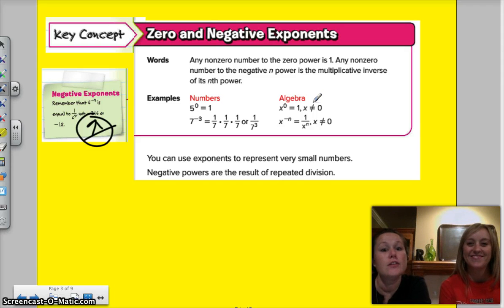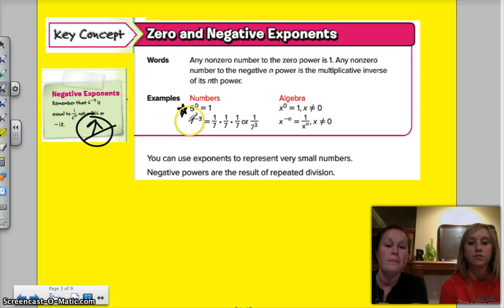And then any non-zero number to the negative n power is the multiplicative inverse of its nth power. That's a lot of words. That doesn't make any sense. Let's see what it actually looks like in real life. So if you look right here, 5 to the 0 power, anything to the 0 power is 1.